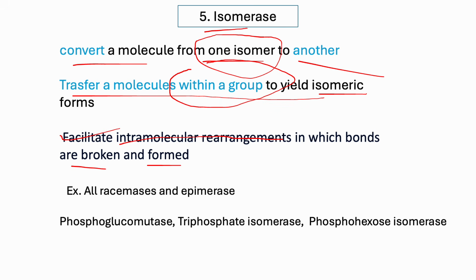So, 3 things. First one, they convert a molecule from one isomer to another, and they transfer a molecule within a group to yield an isomeric form, and also they facilitate intramolecular rearrangement. How do they do it? Bonds are broken or formed. All types of racemases and epimerases are in this isomerase group. For example, phosphoglucomutase, triose phosphate isomerase, phosphohexose isomerase. These are examples of the isomerase group.